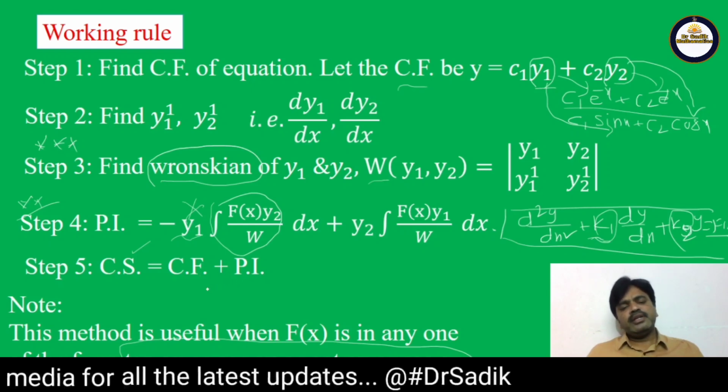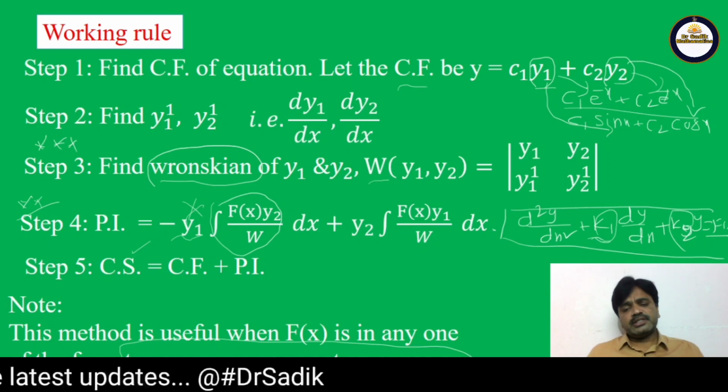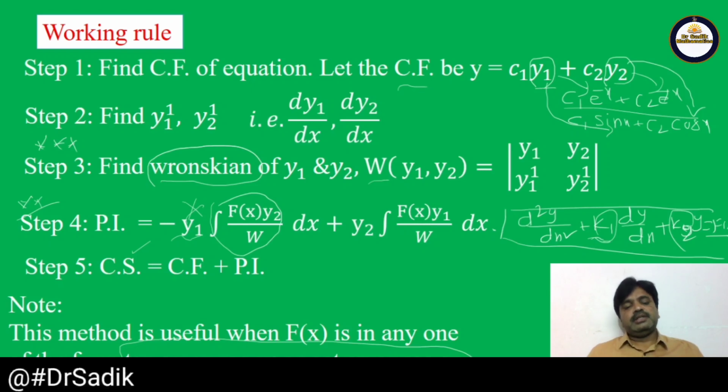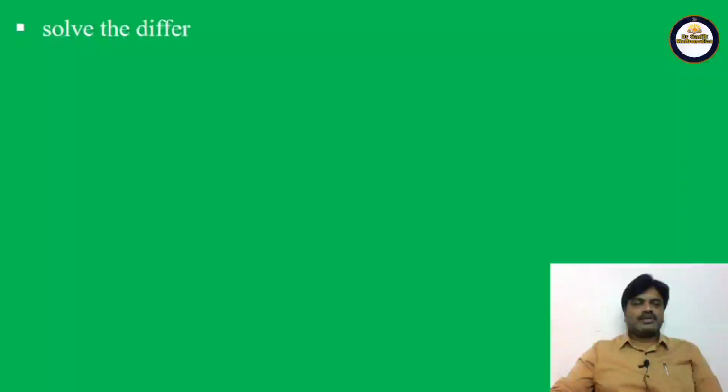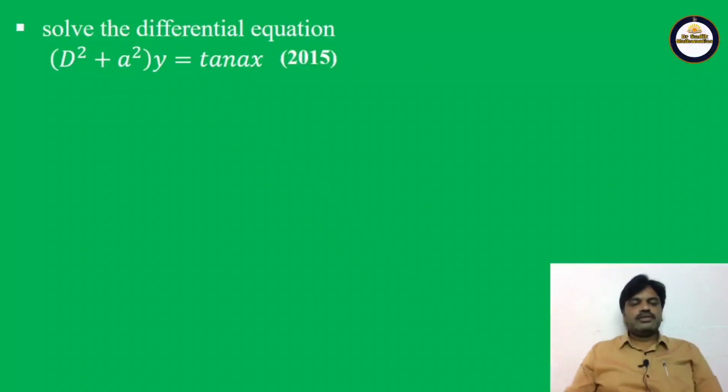It is applicable, friends, when the right hand side function is tan ax or sec ax or cot ax or cosec ax. Okay, this is about the concept, friends. Let us take one small problem on the method of variation of parameters. Solve the differential equation (D square plus a square) y equal to tan x. In 2015, friends, this problem was also a very important problem.